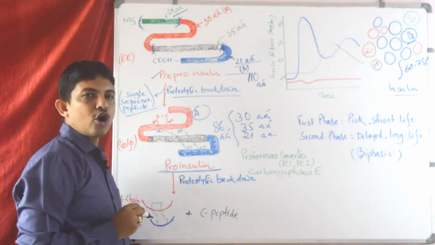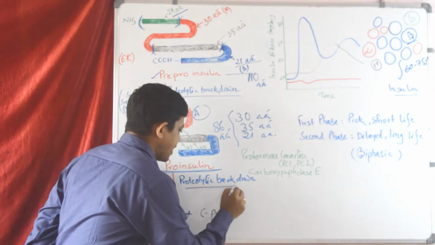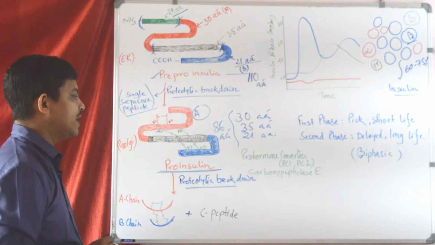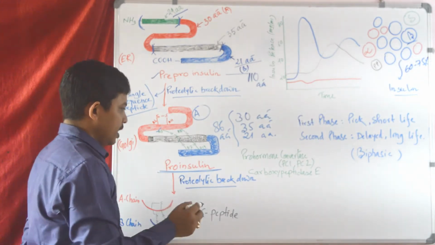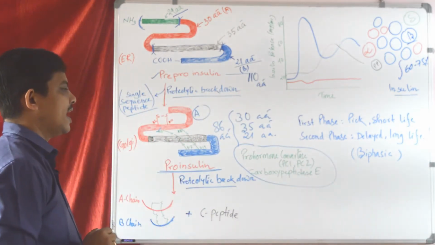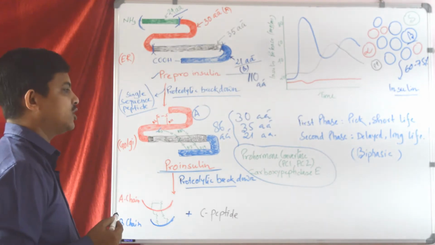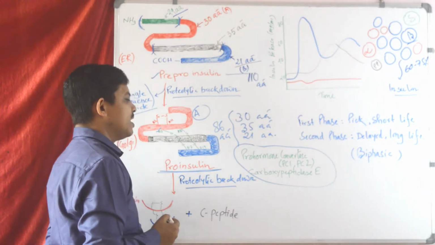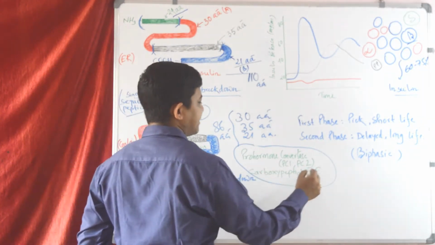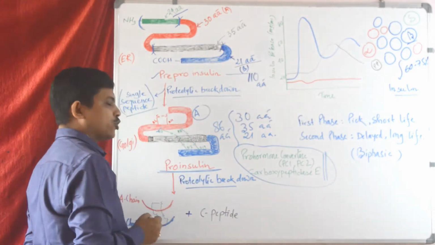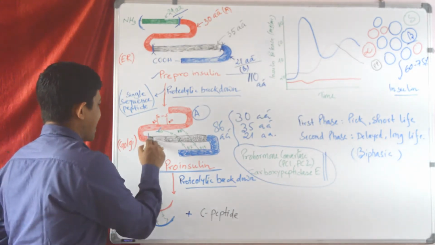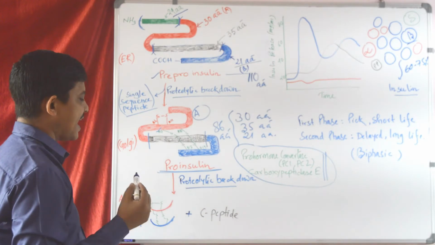Now further, proinsulin undergoes proteolytic breakdown. This proteolytic breakdown occurs in the presence of prohormone convertase enzymes, that is PC1 and PC2, and carboxypeptidase E. In the presence of these there will be the proteolytic breakdown, and whenever there is proteolytic breakdown, the C peptide will get separated.